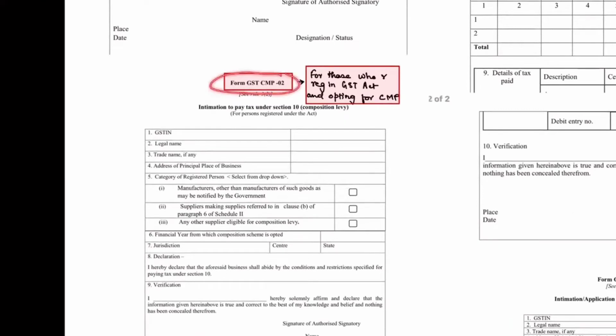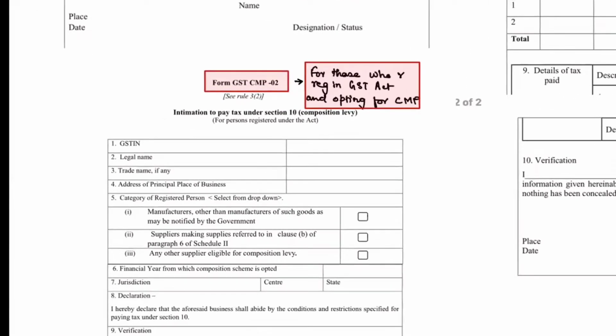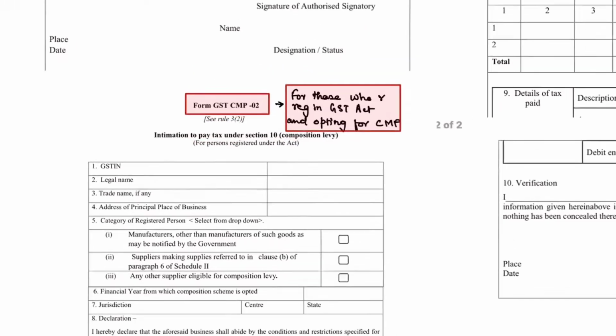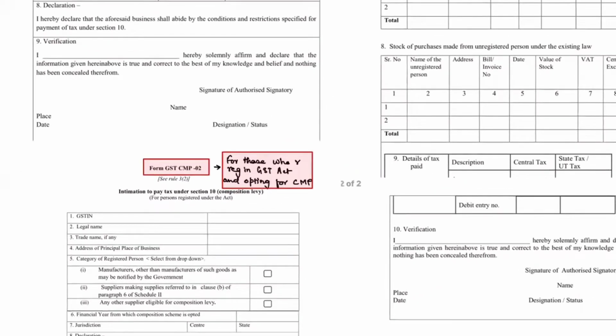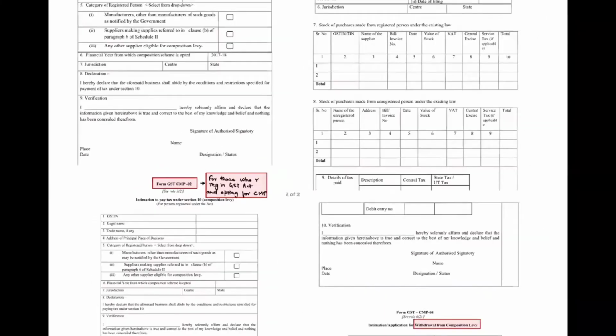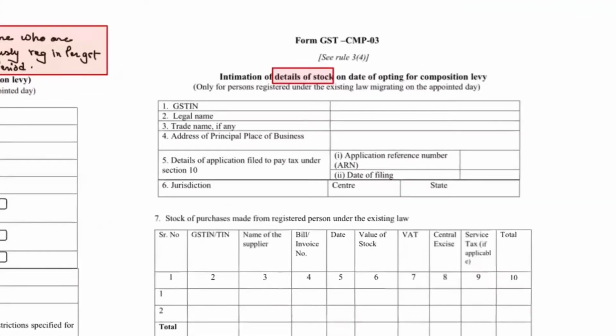Correct. Now along with this form, there is one more form which is to be filed. 02 is the form, or 01, whatever it is. Along with it, 03 has also to be filed. What is that? Only for persons registered under existing law migrating on the appointed date. So what is this appointed date for GST CMP 1 or 2? It is for both. How is it for both?